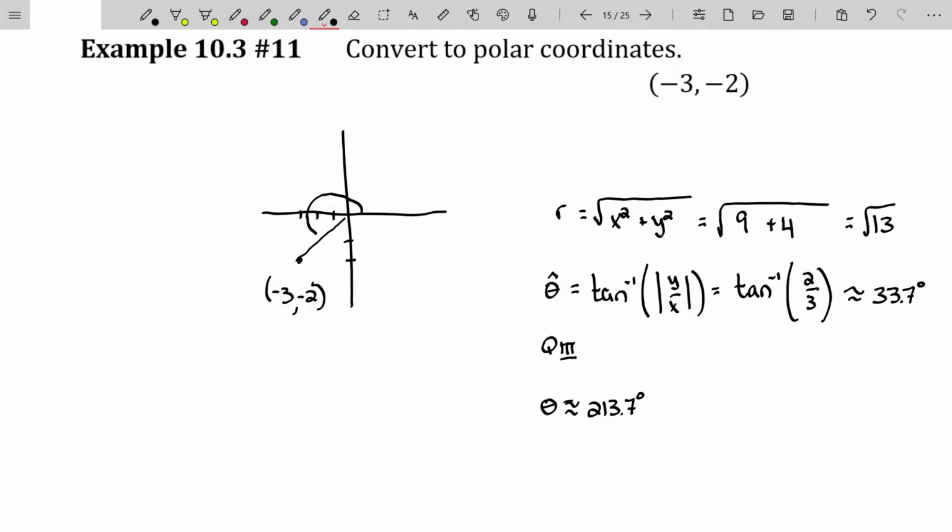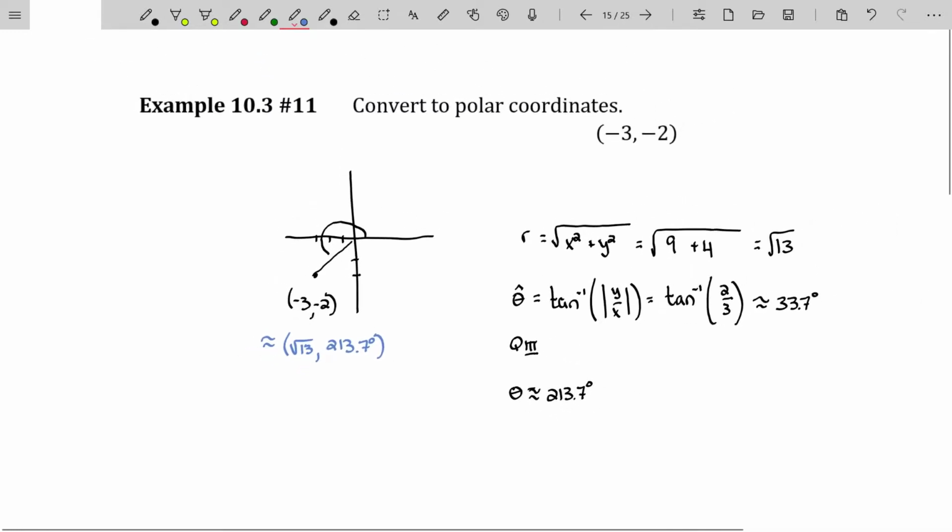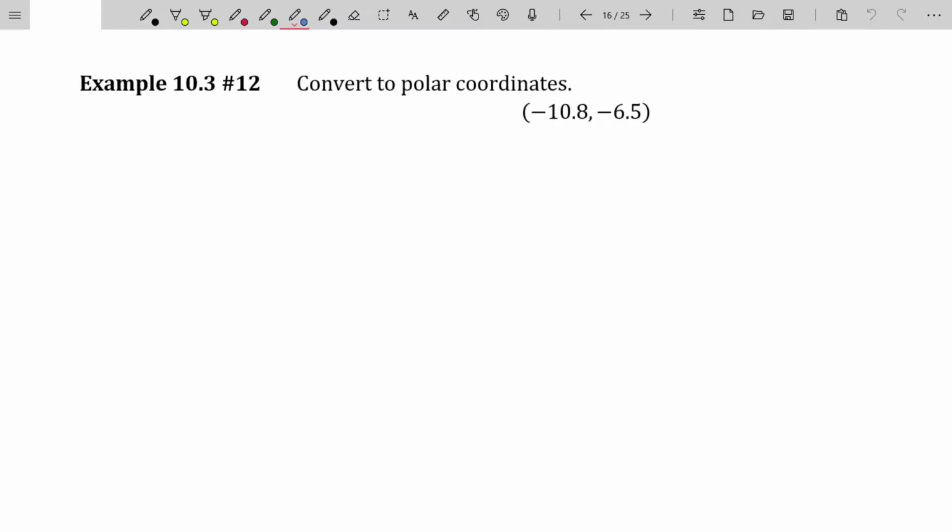So now I know a polar representation for this point is going to be approximately square root of 13, comma, 213.7 degrees. There you go. So it starts to get easier as you move forward. It's not like a terrible amount of work. This final example actually is not like crazy different.